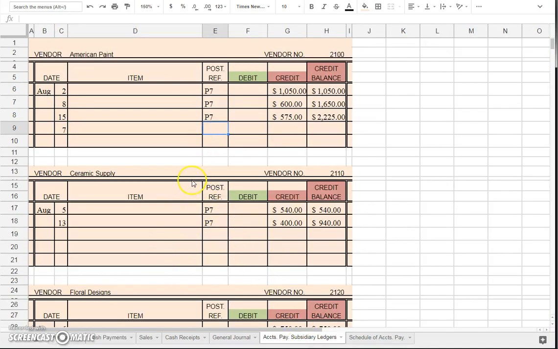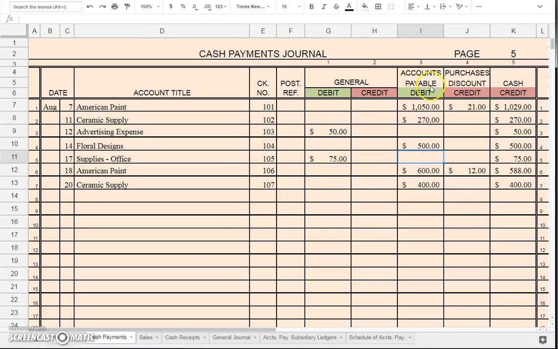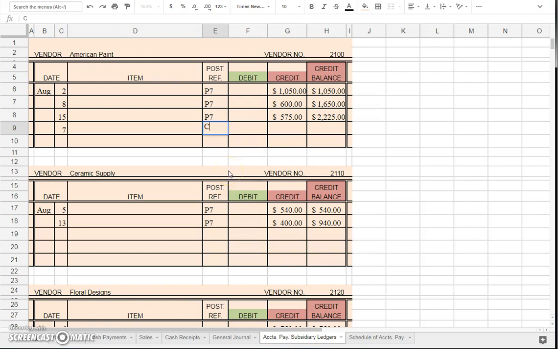This is coming from the cash payments journal, and the number on the cash payments journal is page 5. So I'm going to put a CP5 for cash payments, page 5, and this is a debit of $1,050. My previous balance was $2,225 credit. I now have a debit transaction of $1,050. Debits and credits are opposite, so I have to subtract these two. And once again, I am going to use Google Sheets to do the math for me.